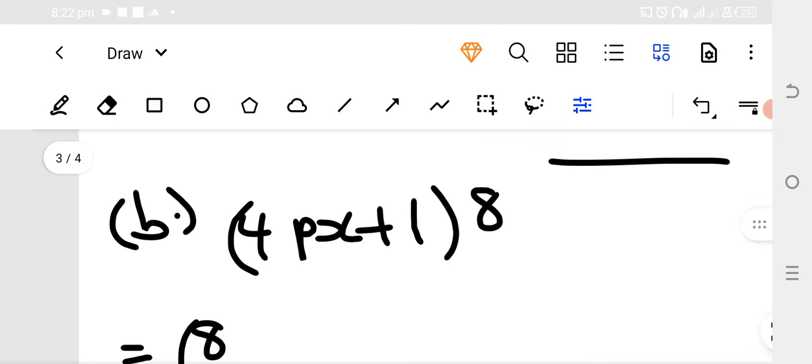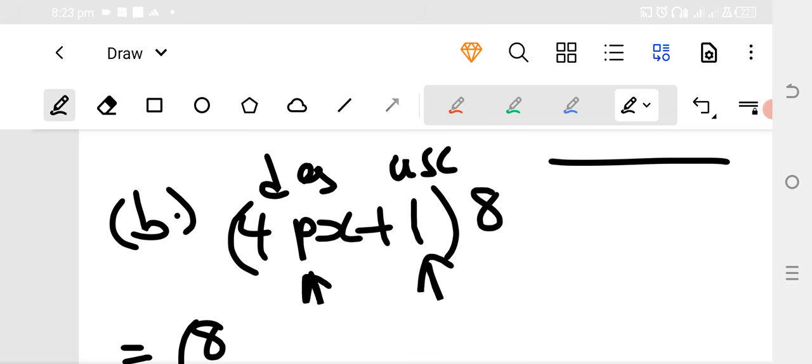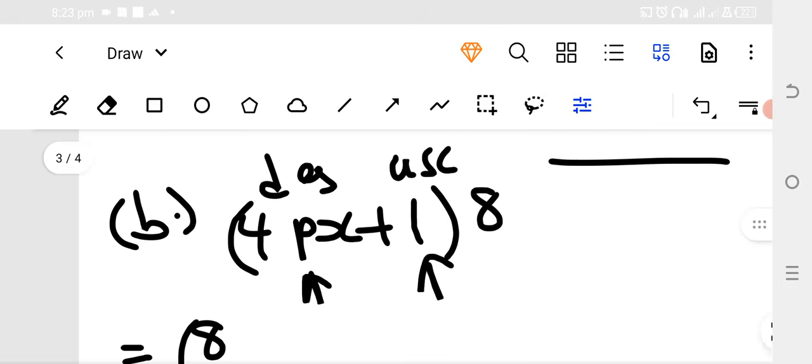So if that's confusing, let me explain it one more time. We know that if we say 8 combination 0, 4px it will be times the 4px to the power 8 minus 0, and then 1 to the power 0. So this one is descending, because we're always subtracting. Then this one just gets the power that's there, so this one is ascending. That's what you just need to know.